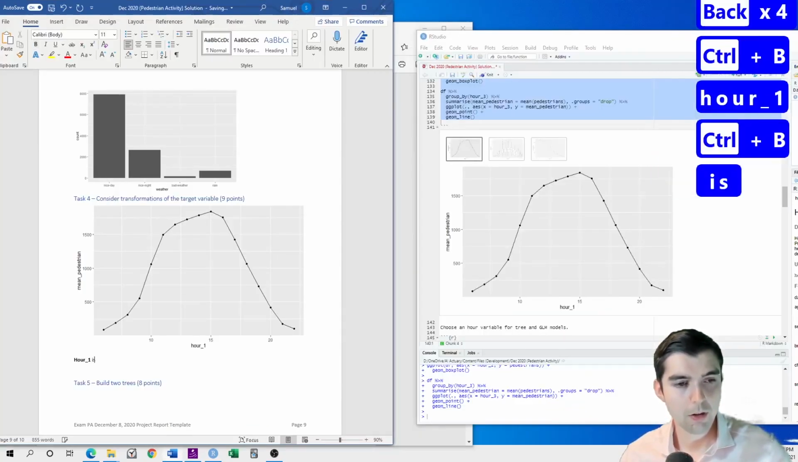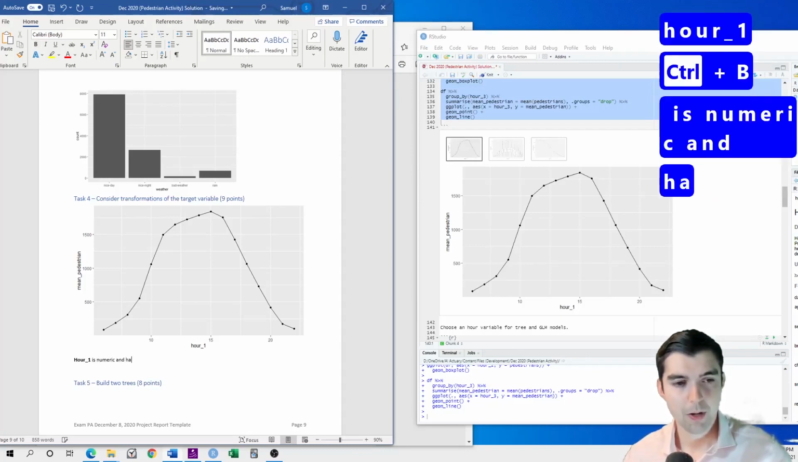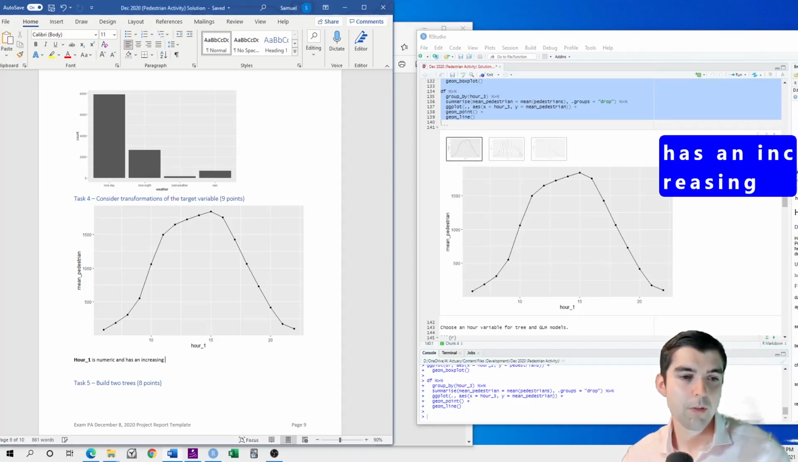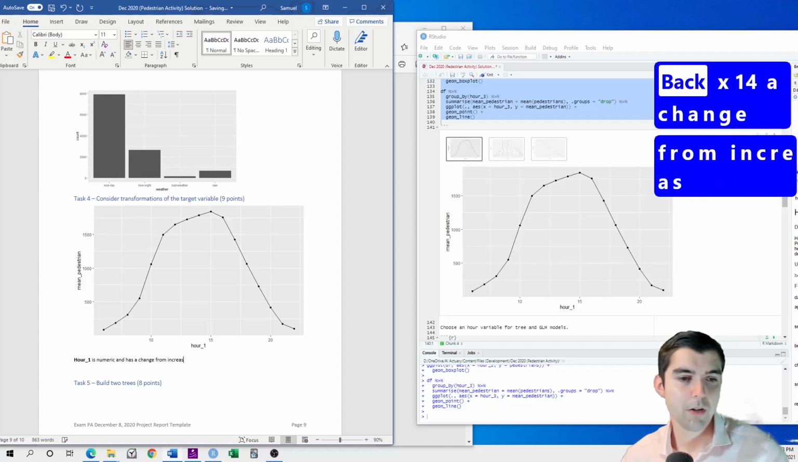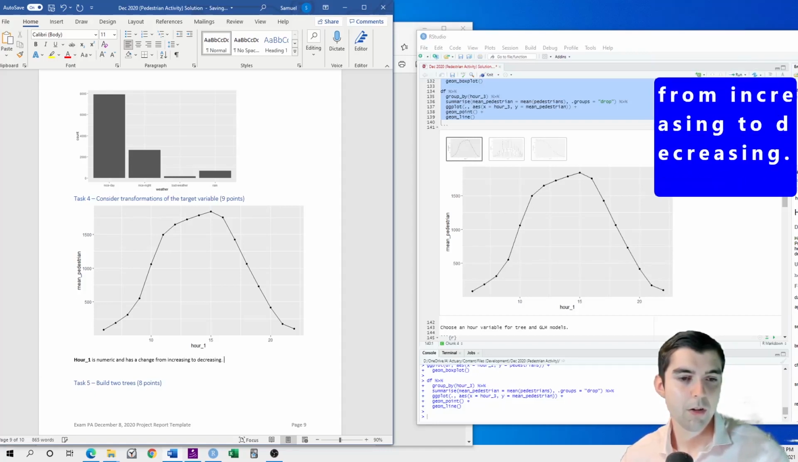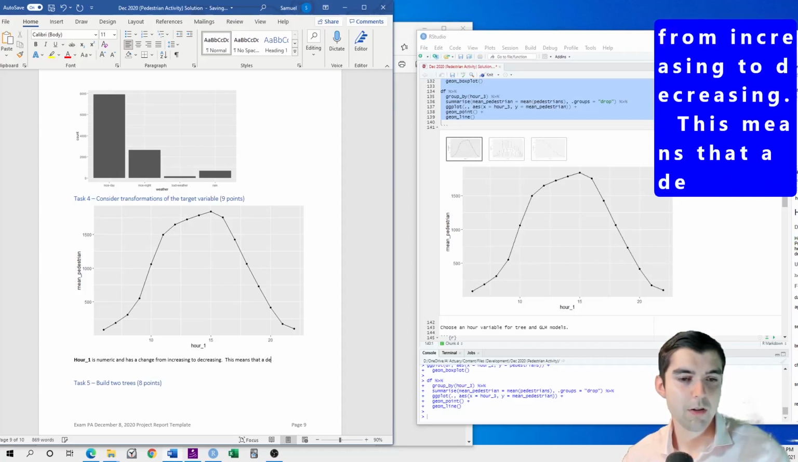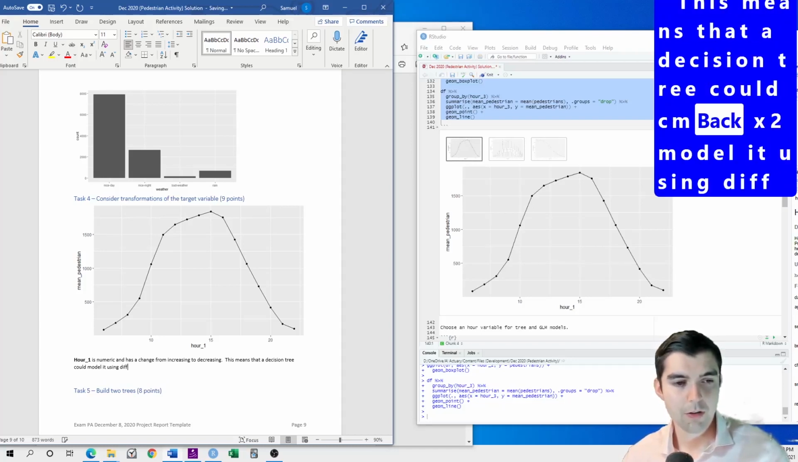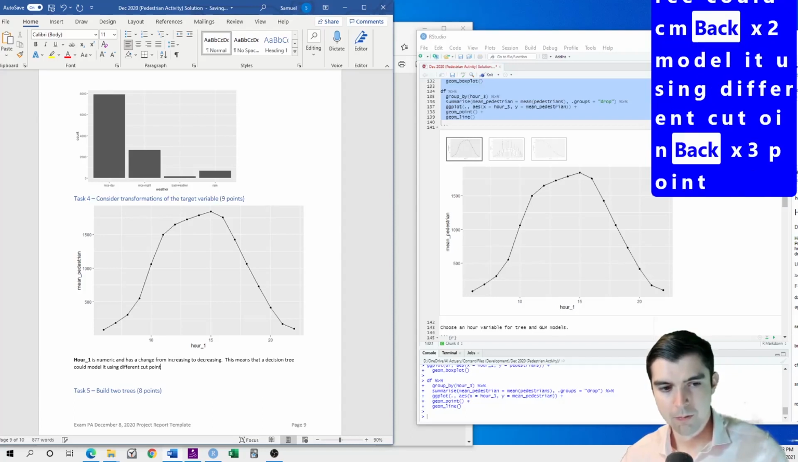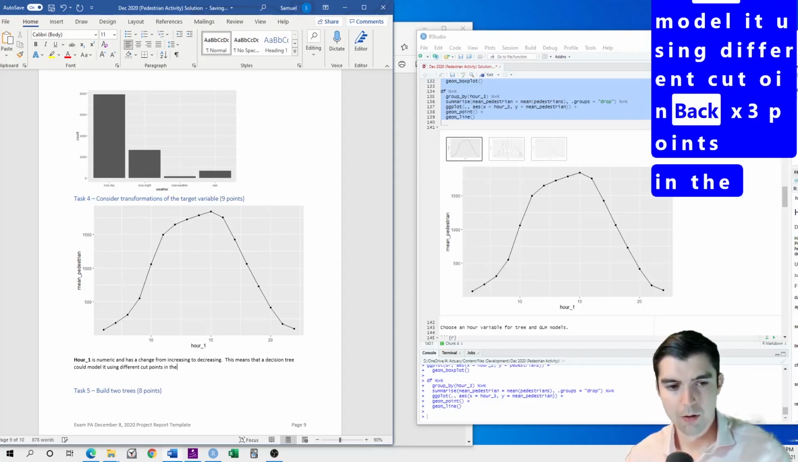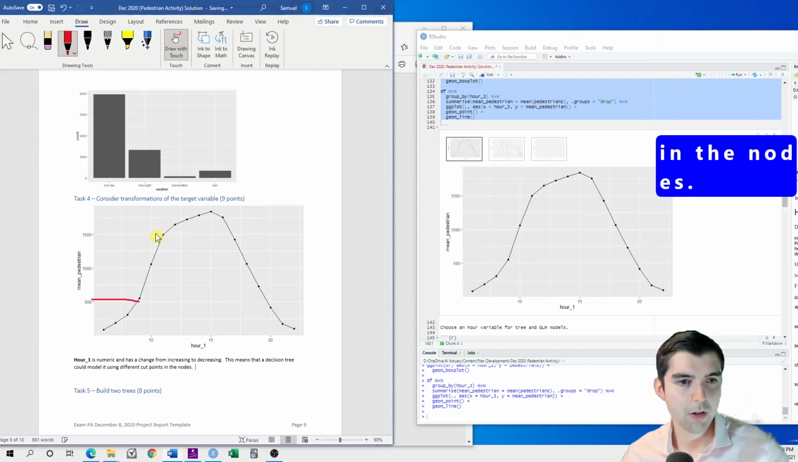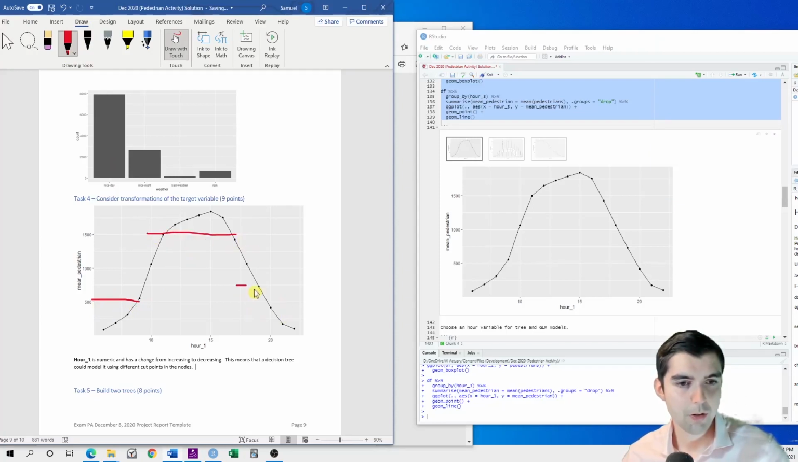So hour 1 is numeric and has an increasing trend, and a change from increasing to decreasing. This means that a decision tree could model this using different cut points in the nodes. For example, you could have one right here, you could have one right here, and you could have one here.